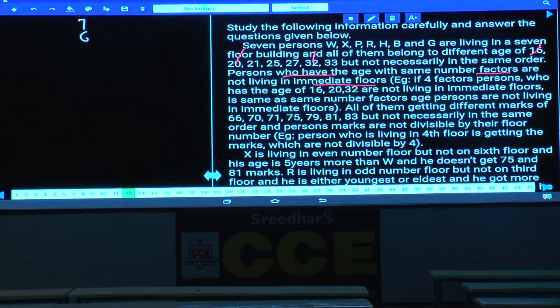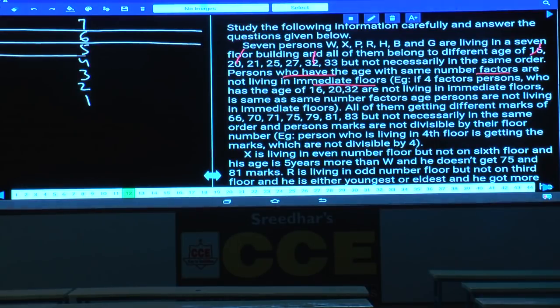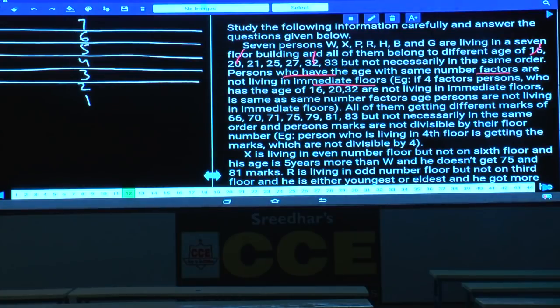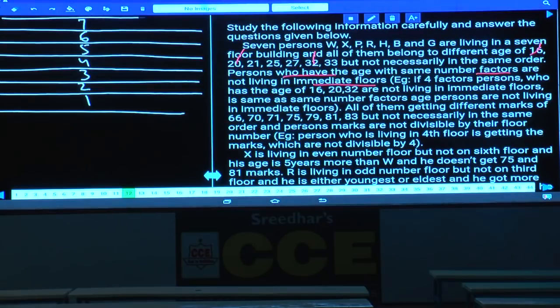In total we have 7, 6, 5, 4, 3, 2, 1, the 7 members in this one. 7 persons are living on 7 different floors, and the ages of these persons were given. At the same time, the marks of these persons are also clearly given, isn't it? Now ages and the marks.